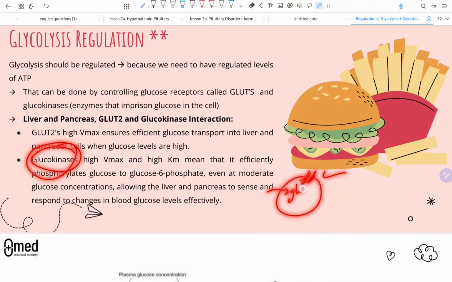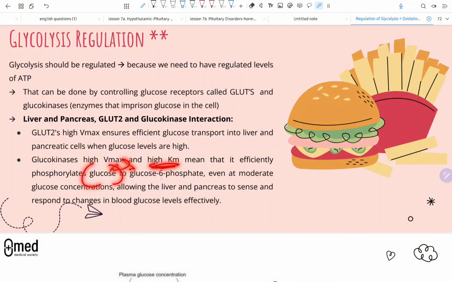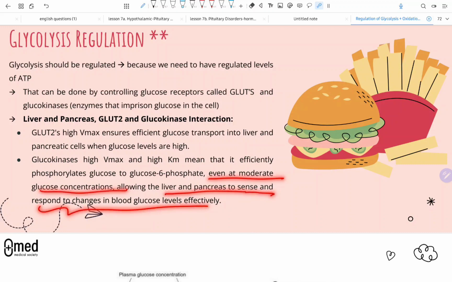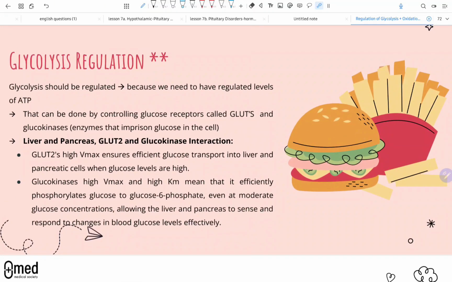So moving on to glucokinases, as I said, the receptor did its job. Now it's time for glycolysis, or the first step of glycolysis, which involves glucokinases or hexokinases. It has high Vmax and high Km, which means that it's working fast in locking the glucose into the cell, but it has high Km, which means that it doesn't have that much high affinity to glucose. It needs to work efficiently in phosphorylating glucose and to keep it in the cell, okay? Even at moderate concentrations, it allows the liver and pancreas to sense and respond to changes in blood glucose levels effectively.